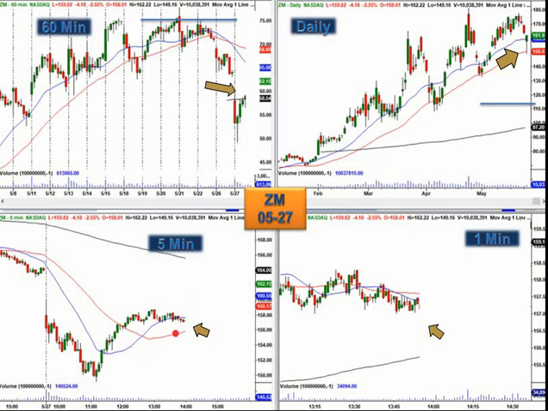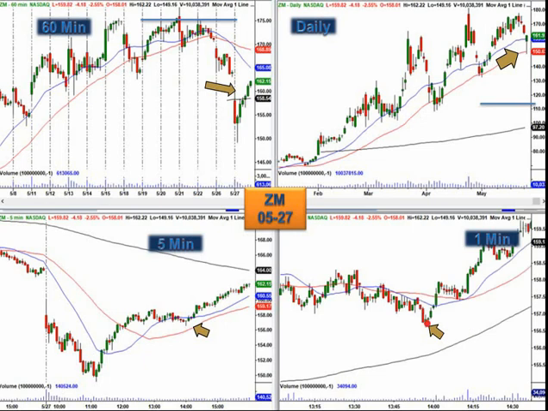I let this break down to here, consolidate, and then I wanted to take it short underneath this, so kind of a little secondary breakdown, right like that. And that's where I got short. There's the 1-minute chart. That's where I got short. This one did not work. I gave it a lot of room to the top side, and I ended up just stopping out of it.